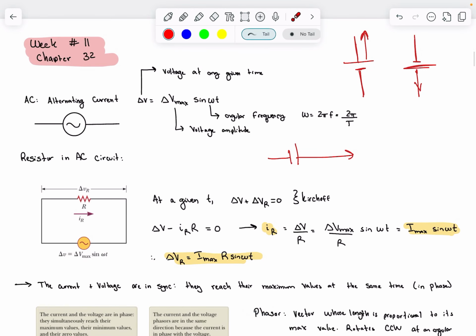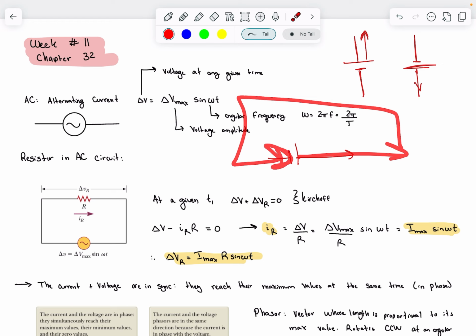So in this video, I'm just going to be covering some of the material from chapter 32. We're going to start off with AC, which is alternating current. Here, we're used to seeing our battery source looking like this, where the current is just flowing in through one direction and then in that same direction like this.